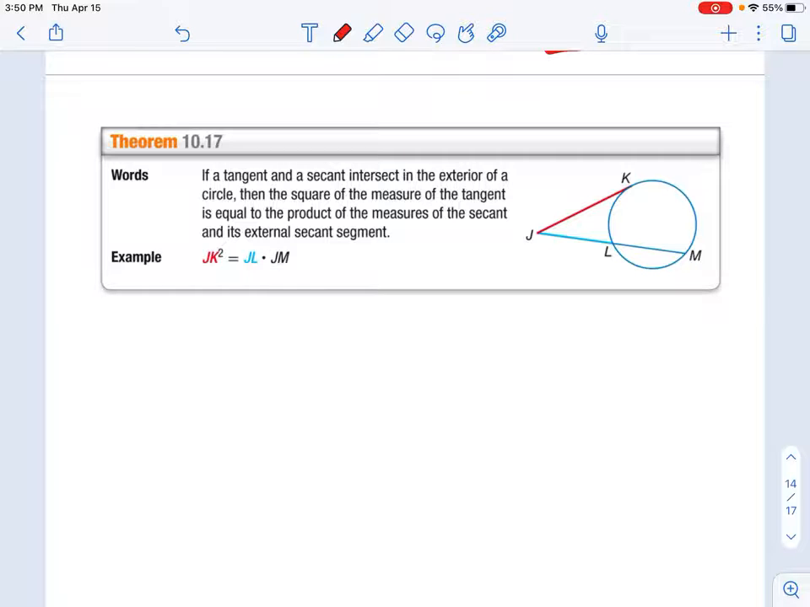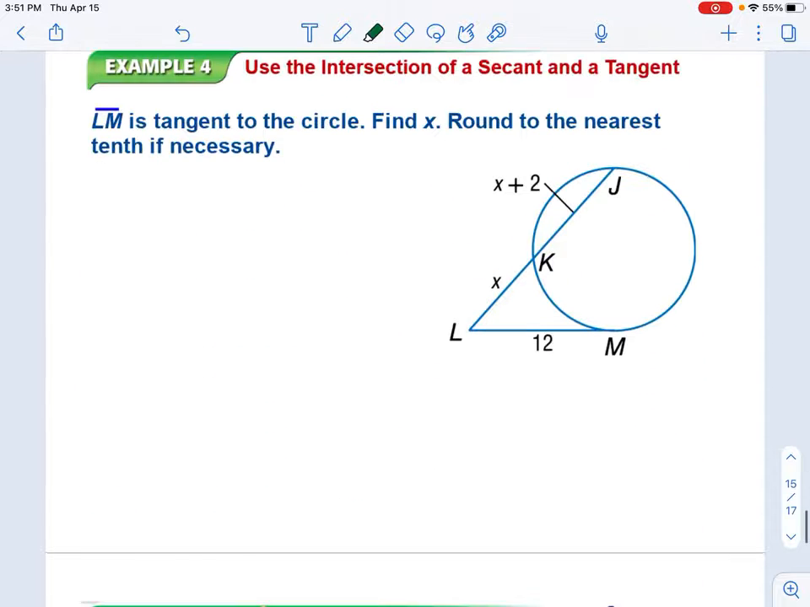Last theorem, we have theorem 10.17. If a tangent and a secant intersect in the exterior of a circle, then the square of the measure of the tangent is equal to the product of the measures of the secant and an external secant segment. So what it's saying is if we know this is a tangent, we're going to square it and equal that to the part times the whole secant, okay? The external part, I should say.